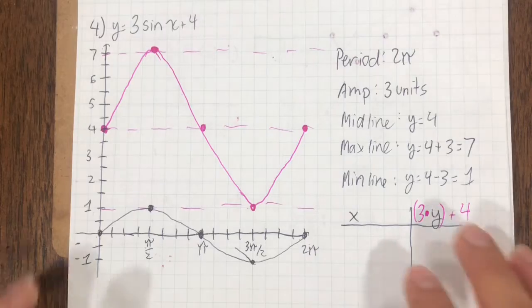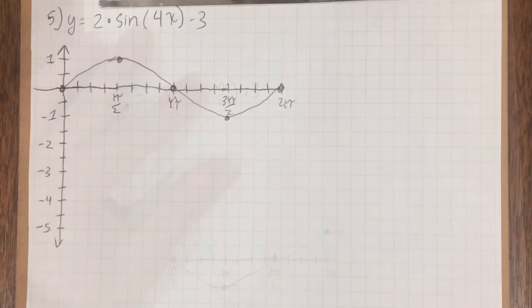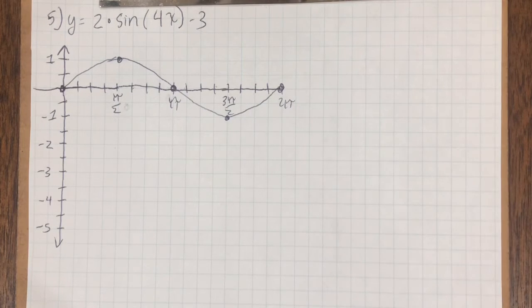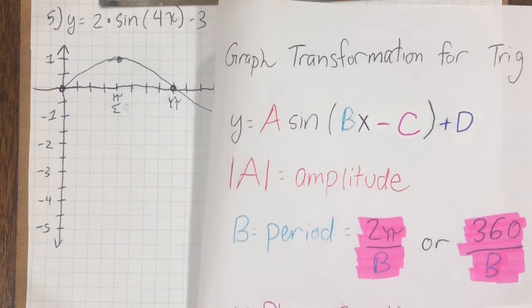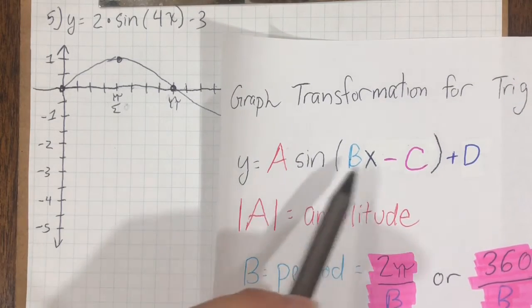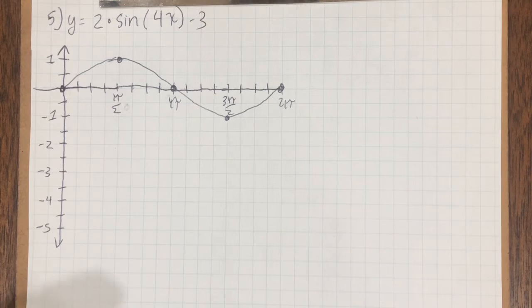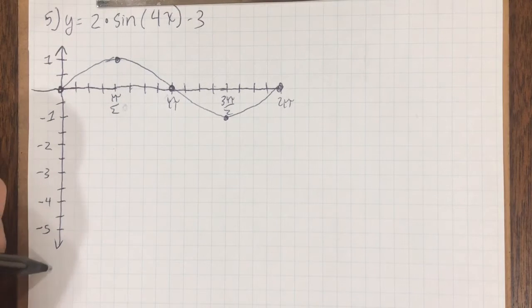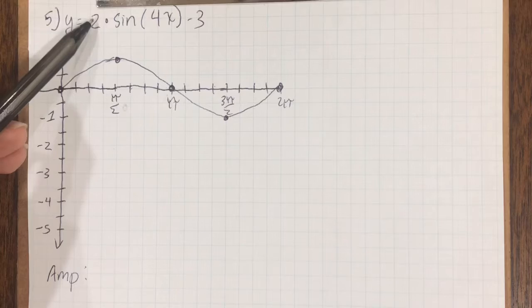All right, so let's move on to 2 more problems. So we have number 5, which is y equals 2 times sine of 4x minus 3. If we take a look, we see we have 2, which is in the same spot as the amplitude, 4 is in the same spot as the period, and the minus 3 is in the same spot as the vertical shift. So we have A, B, D. Let's go ahead and figure out first the amplitude, which is 2.